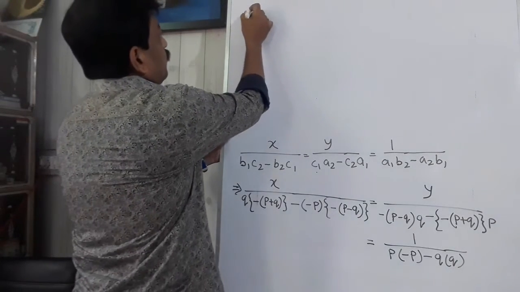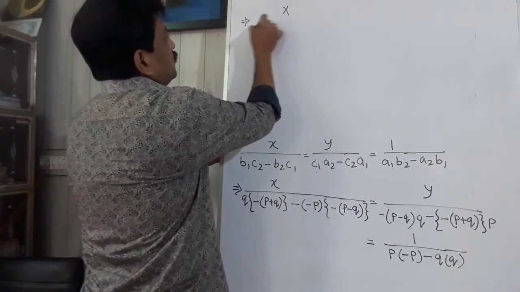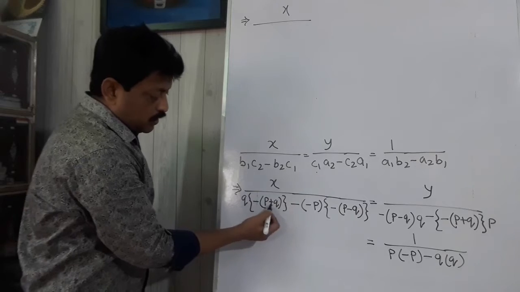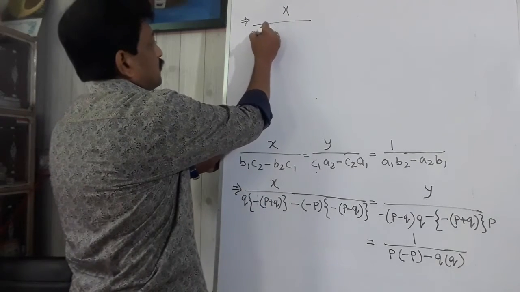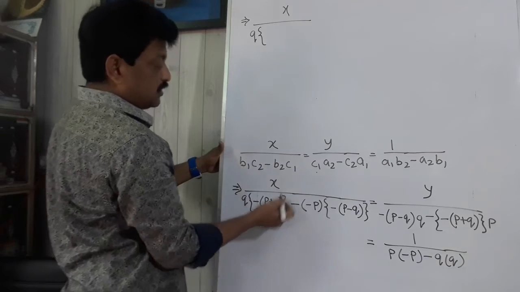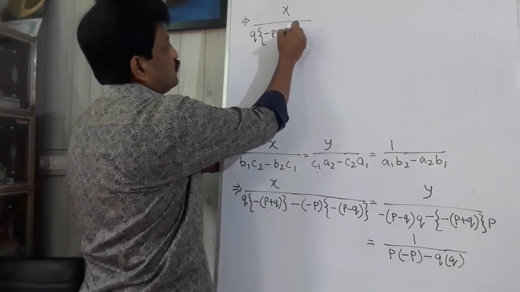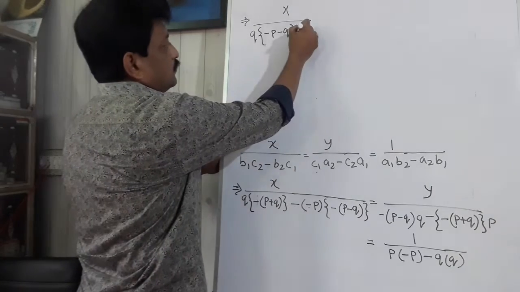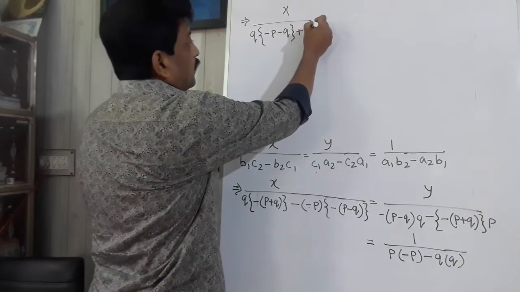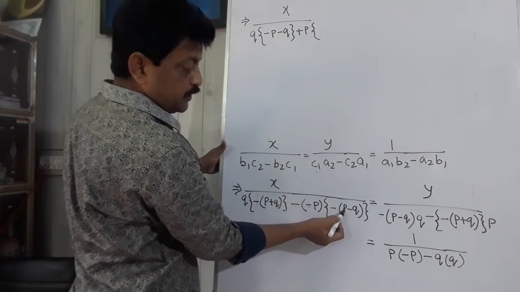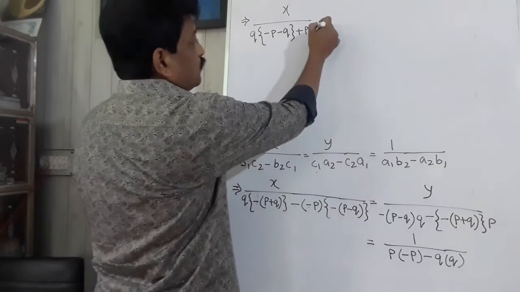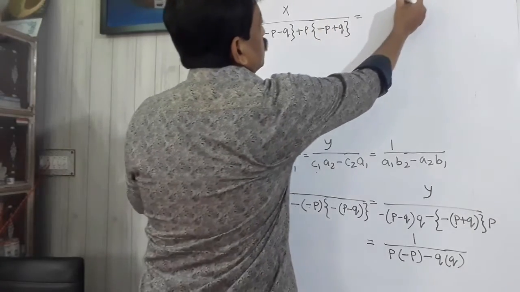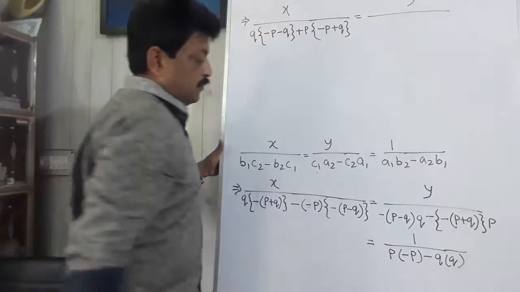Okay, so now value of x. So x equals to, see here, q into, let me open this first bracket. So it is minus p plus q, so it will become minus p minus q. Then minus sign, again minus sign, so that minus and minus make plus p, and again inside the bracket it is minus p and minus of minus q, so minus p plus q. Done.